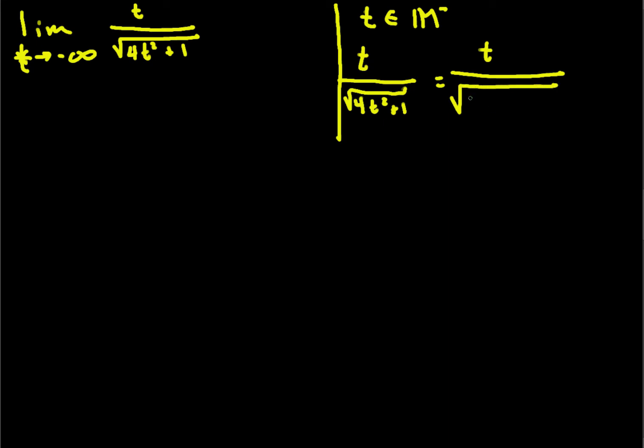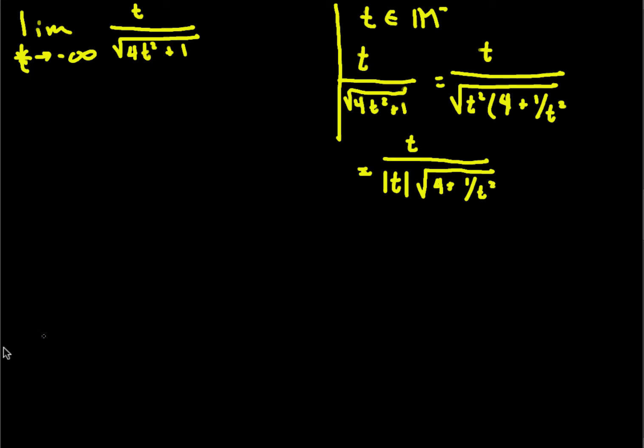I'm going to factor out the t squared here. And what gets left behind is a 4 plus 1 over t squared. Not enough to cancel out, but I've got a t squared under the radical. So this is equal to t. And when I pull out the t squared here, I need to replace it with an absolute value of t times the square root of 4 plus 1 over t squared.